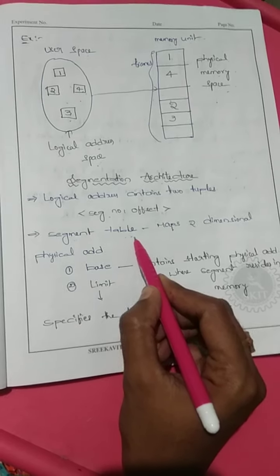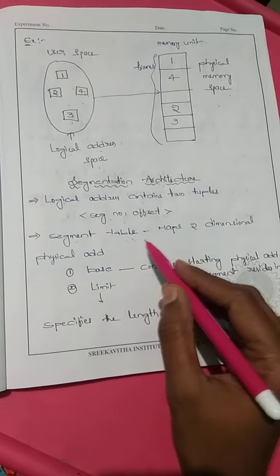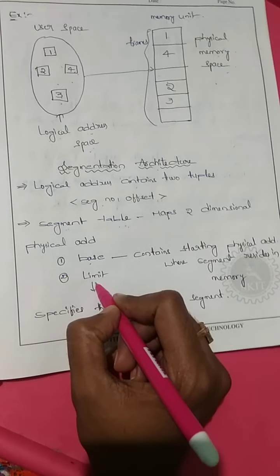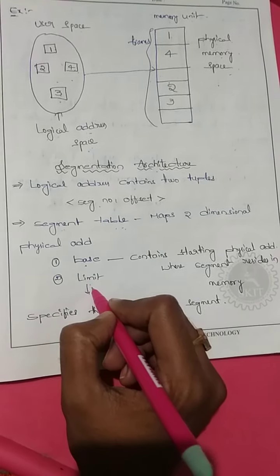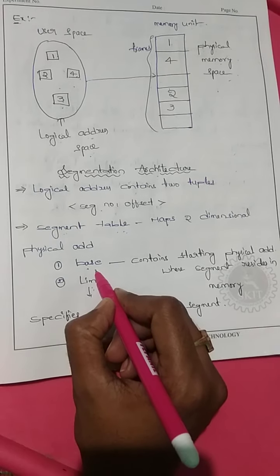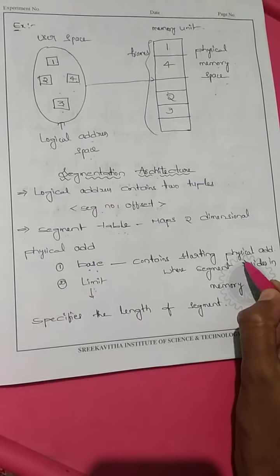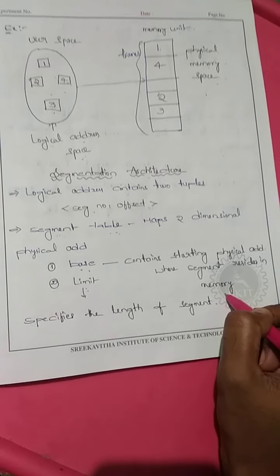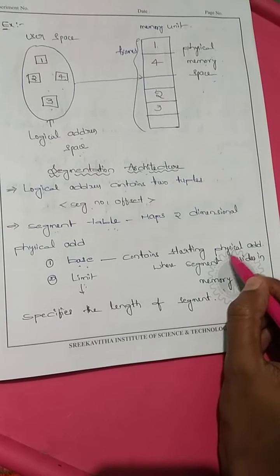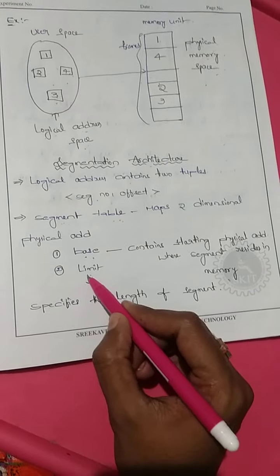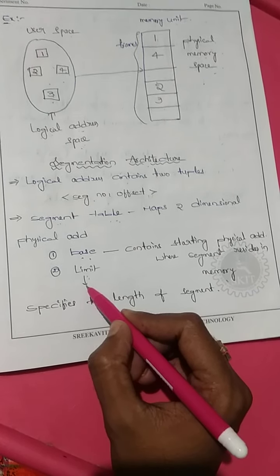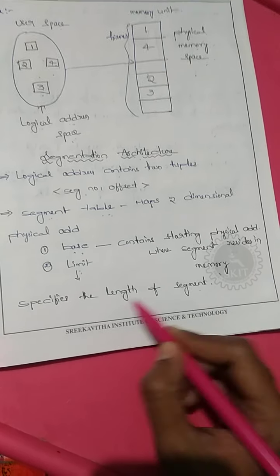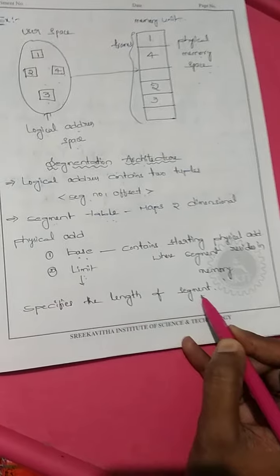What does that segment table contain? It contains two things: the first is the base and the second is the limit. What does the base contain? It contains the starting physical address where the segment resides in the memory. And the limit specifies the length of the segment.